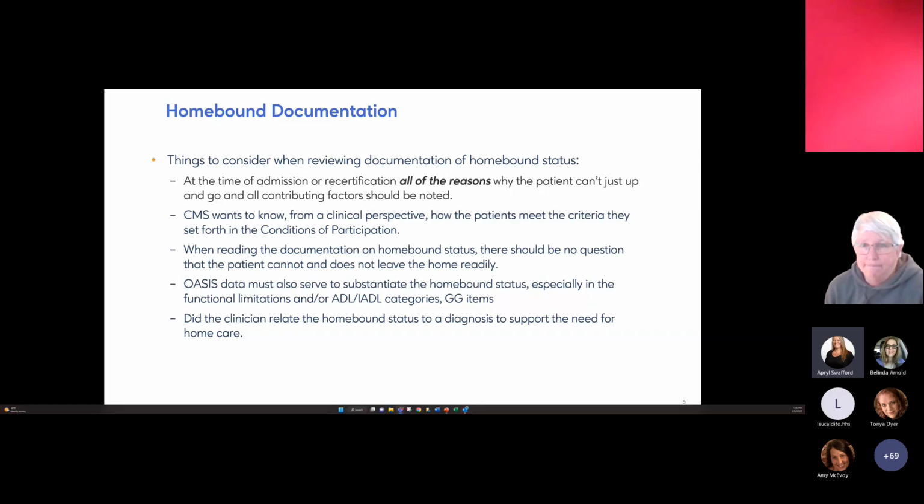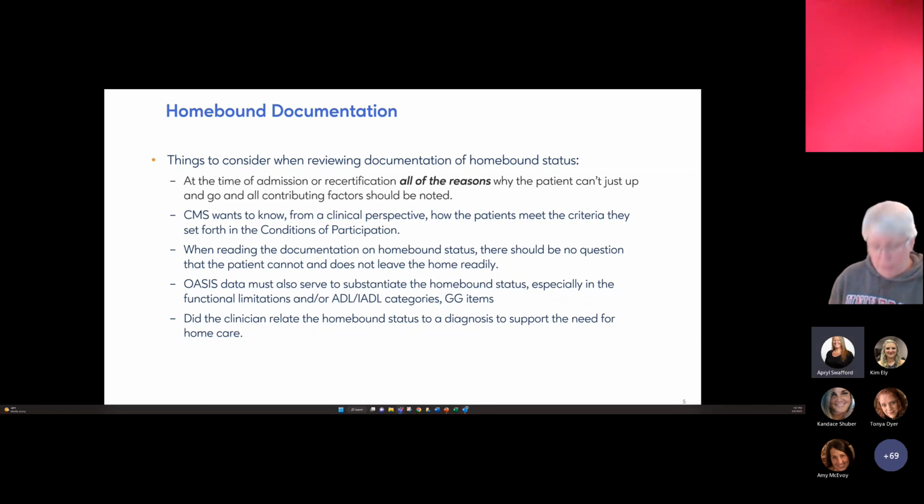So, we have a question. Is it true the patient can go to adult daycare, but home care can't be provided there? Right, we can only work in the home. We cannot work at someone else's site because we are not employees there. But they can go out to adult daycare and you see them afterwards when they come home.